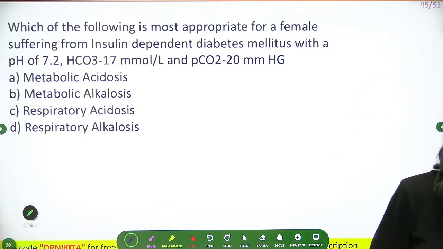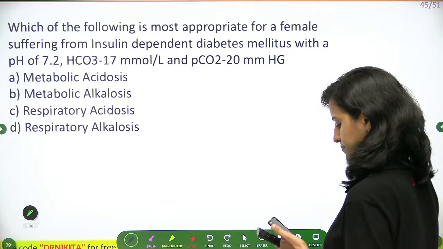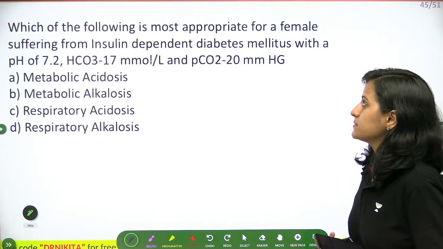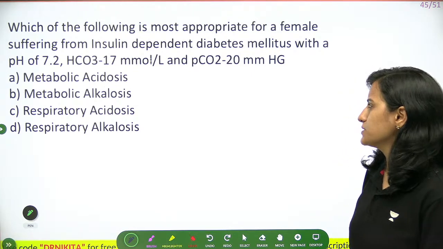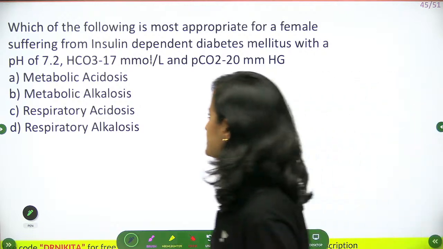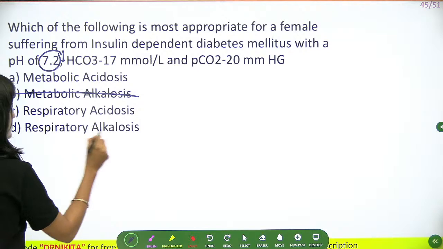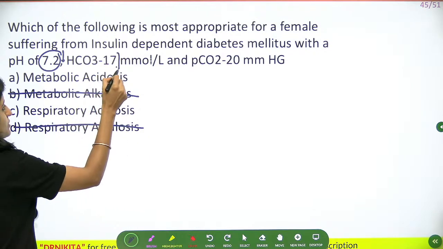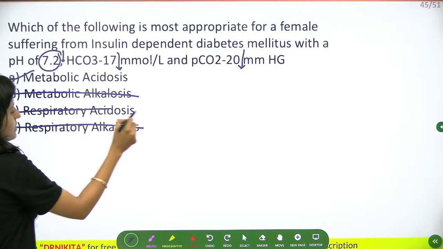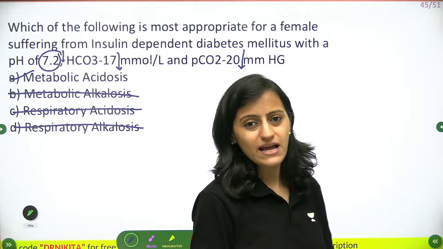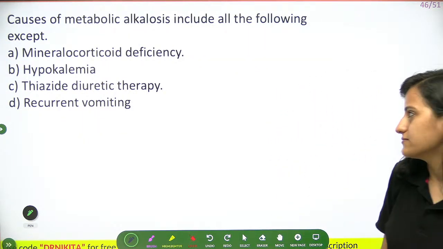A similar type of question in NEET PG 21. A female with insulin dependent diabetes, pH 7.2, bicarbonate 17, PCO2 20. What is this? Absolutely right. pH is 7.2, this is decreased. Acidosis, so alkalosis is out. Bicarbonate 17 decreased, PCO2 20 decreased, all decreased. This is metabolic, respiratory is out. This is your metabolic acidosis, which is given here. Next one. Now let's see this one.